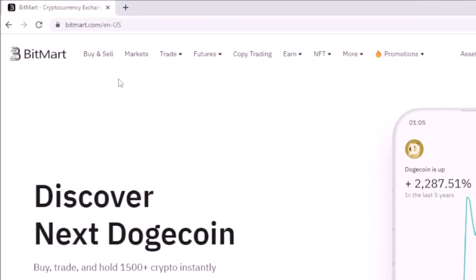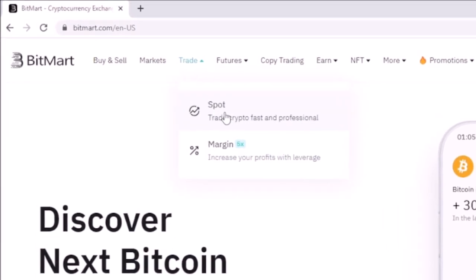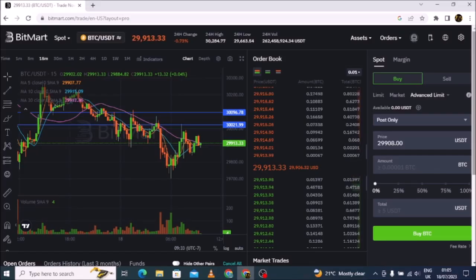Once you're here, you will come on trade. Then you click on spot trading. So this is how Bitmart spot trading looks like. First of all, this is not financial advice. You have to do your own research on the coins that you're going to buy, most especially on spot trading. So I'm going to use BTC USDT. So I'll go straight to spot trading.